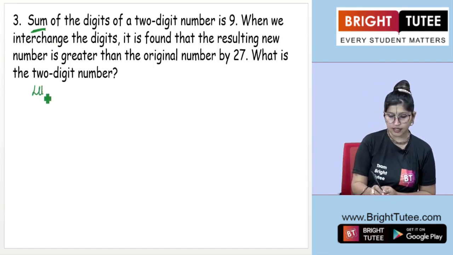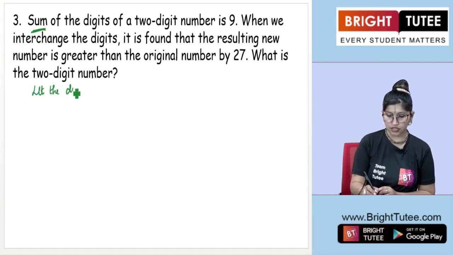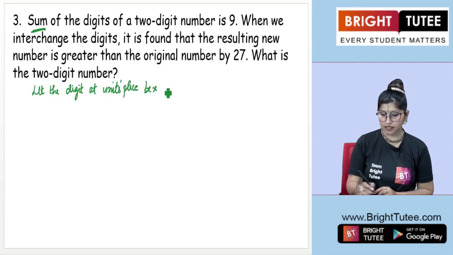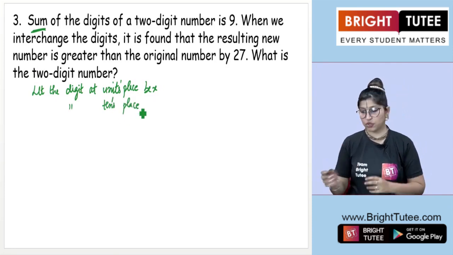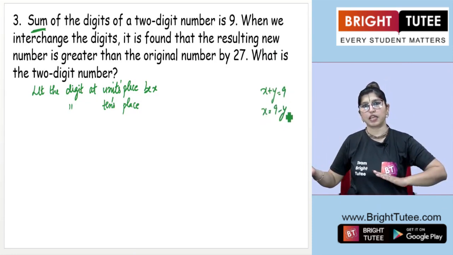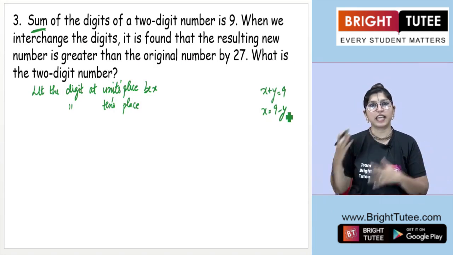So let the digit at units place be x, then the digit at tens place will be, since we have the sum of the two digits, so let's say if we have x plus y, which is 9, the other one will be 9 minus that number.